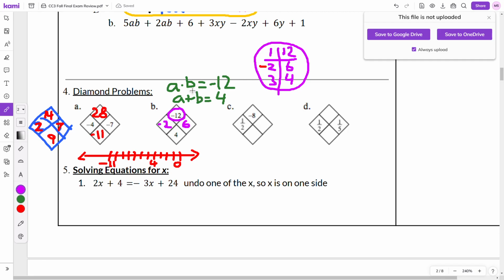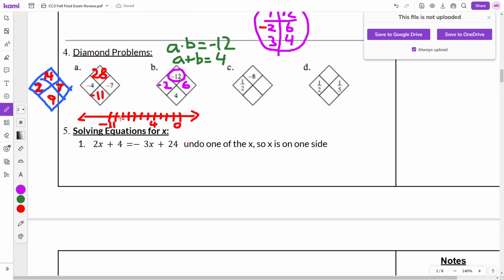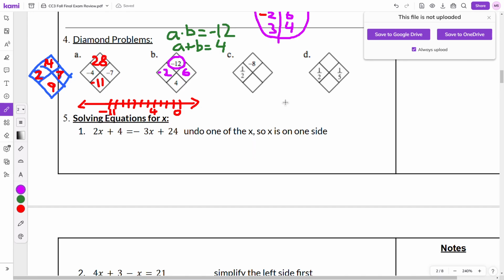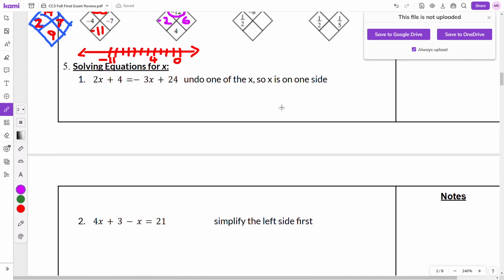So that was a really tricky one. That was definitely very tricky. I don't have time to do more. I have to move on.